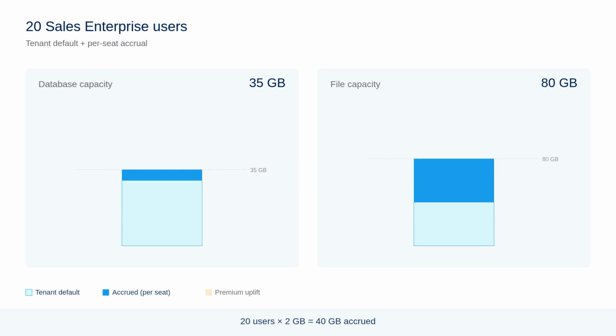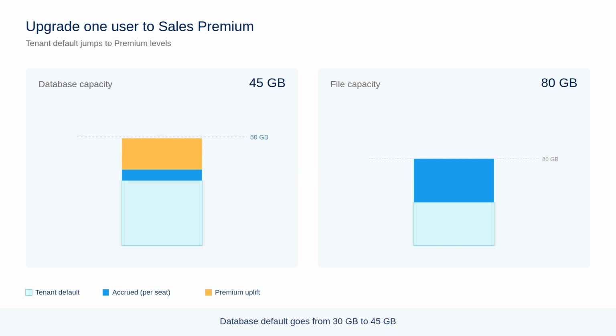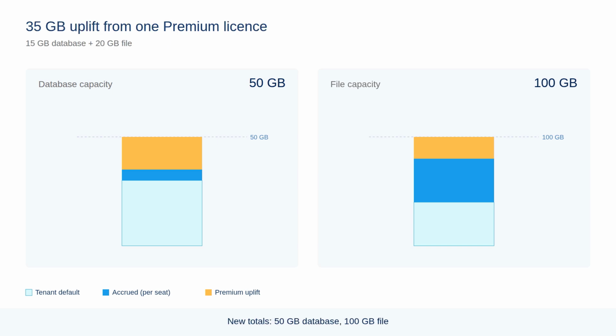Now suppose you upgrade one of these enterprise licenses to Sales Premium. When that happens, the tenant default jumps to the Sales Premium level. So the database capacity goes from 30 to 45 GB for an immediate 15 GB uplift, and the file default capacity goes from 40 to 60 GB, resulting in an immediate 20 GB increase. In total, that's a 35 GB boost across both capacities just from upgrading a single license.